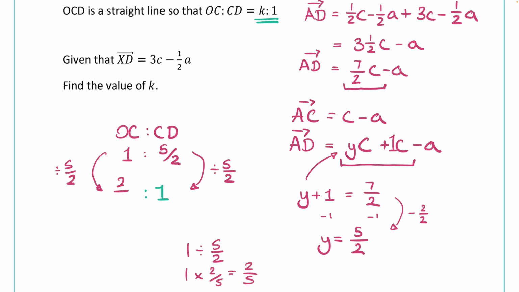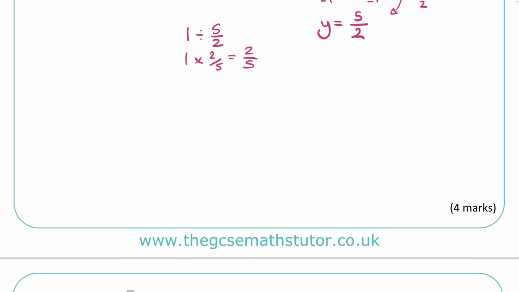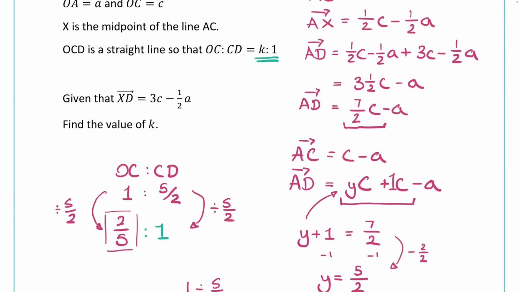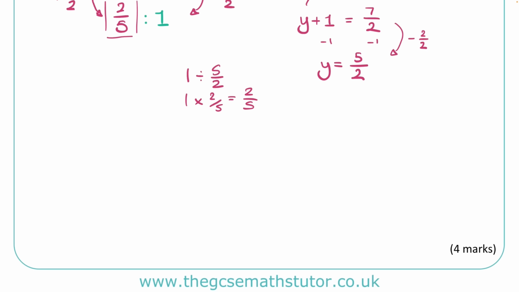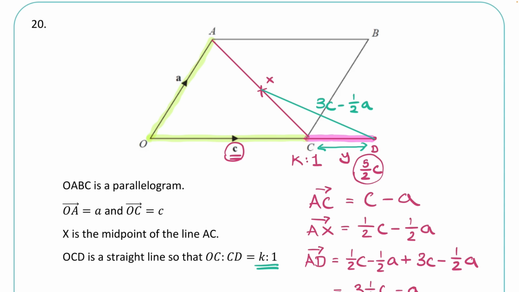So there we go. Our value of K is 2 over 5, and that's our final answer there. So that'll be our final answer. We would say k equals 2 over 5, and that would be the final answer to this question, k equals 2/5.